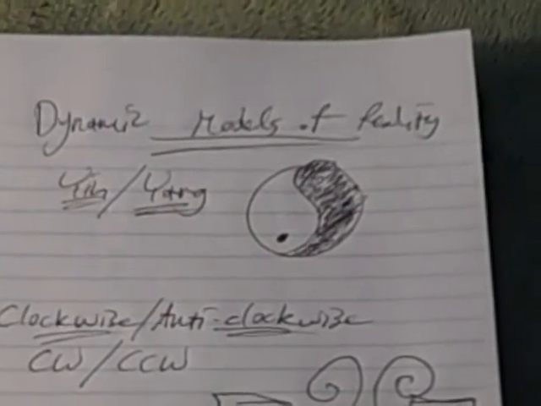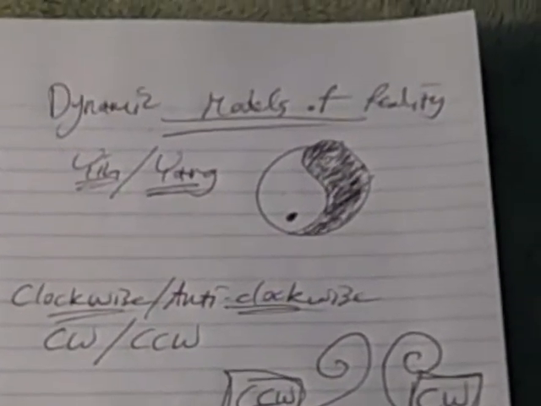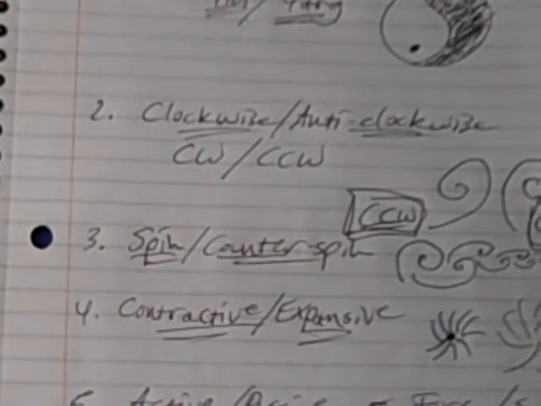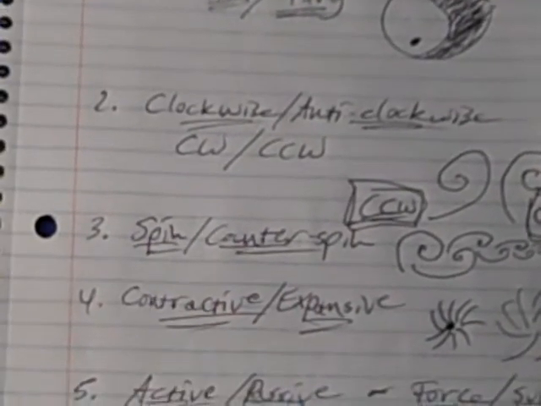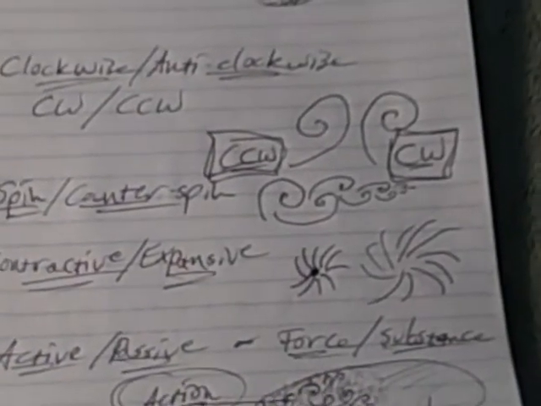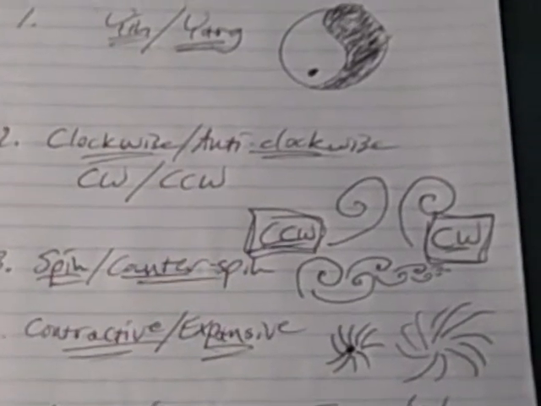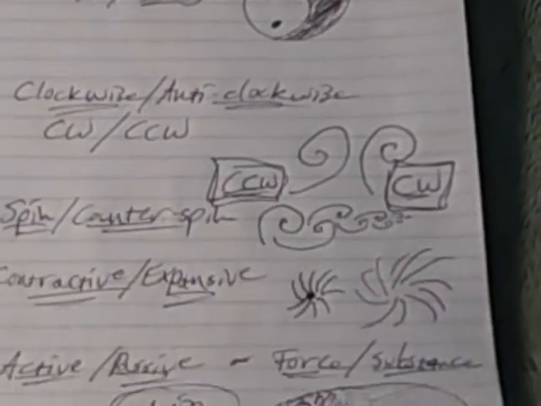It doesn't fully describe each of those principles, and I think that's where we need to do other things to really understand what those principles really mean. Now, the next principle when you're looking at dynamic models of reality is clockwise and anti-clockwise spins. You got this spin, that spin. That's a basic principle, and that's a more precise way to look at yin and yang. It's actually taking it further.